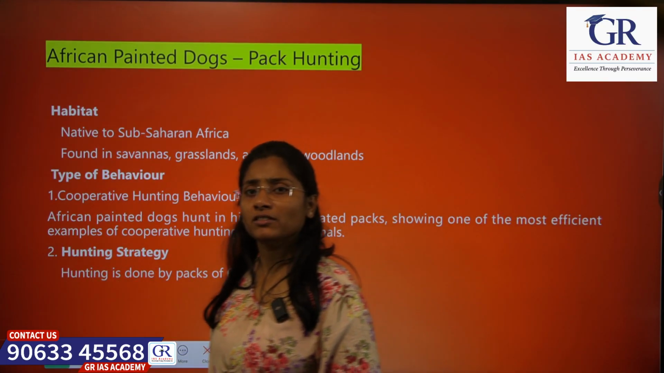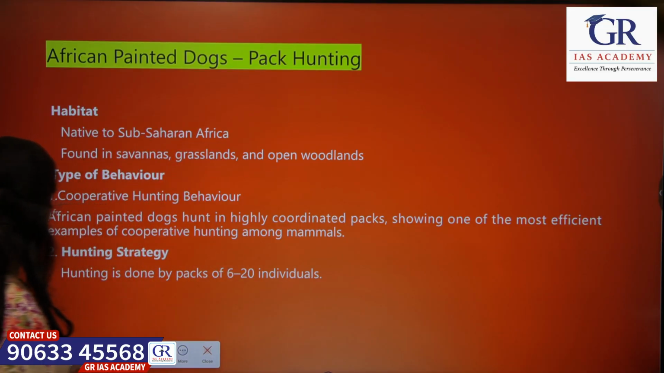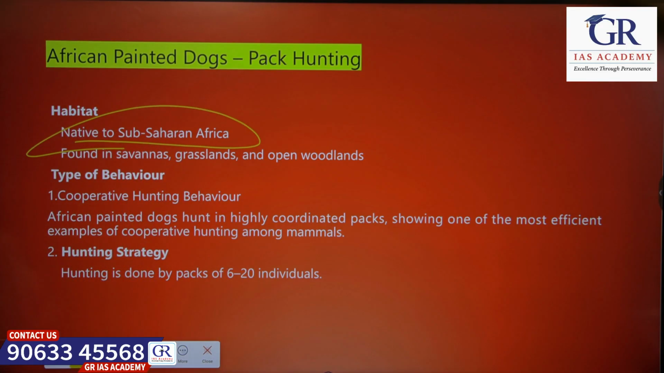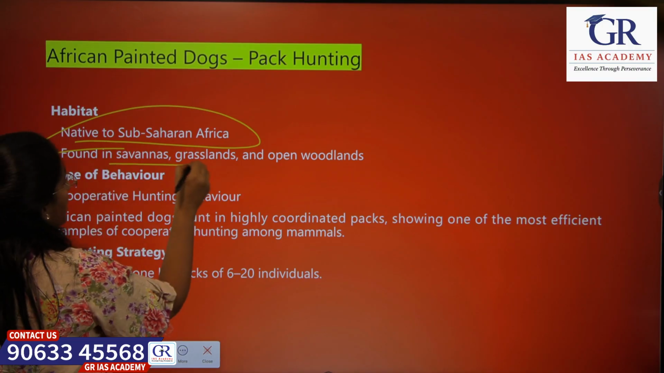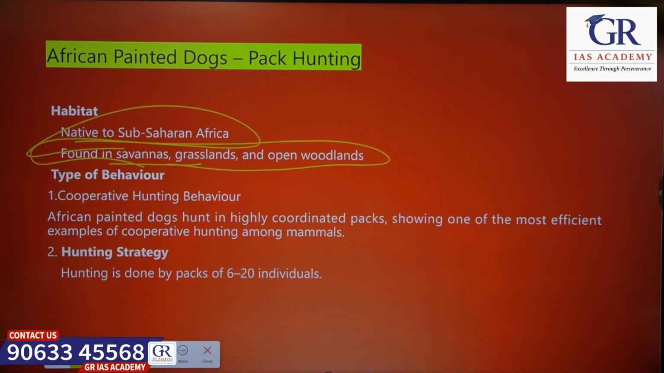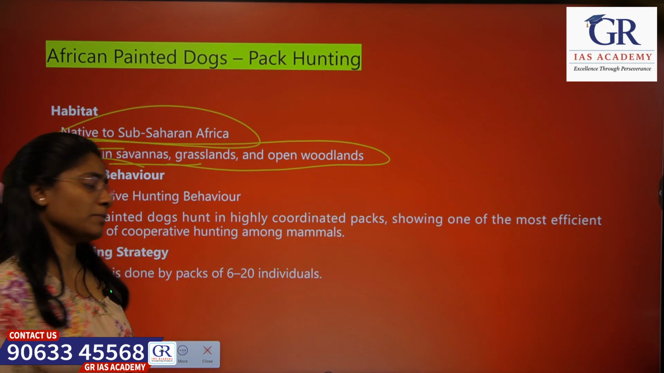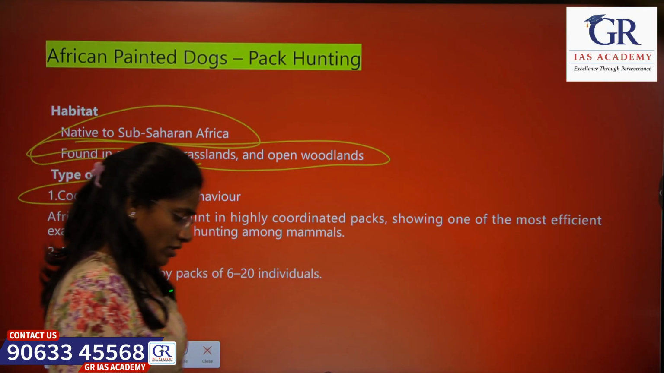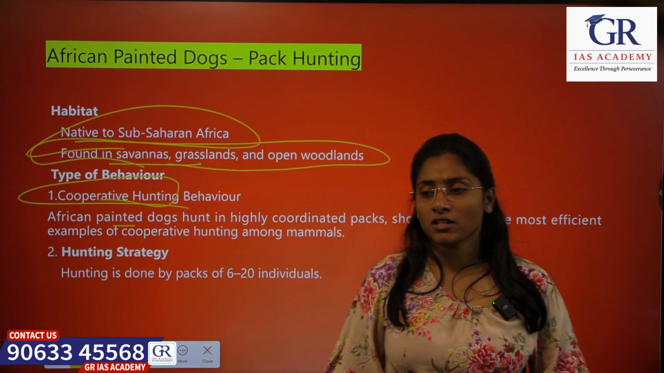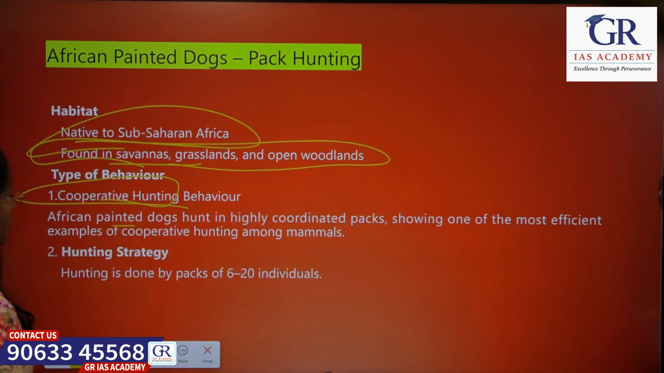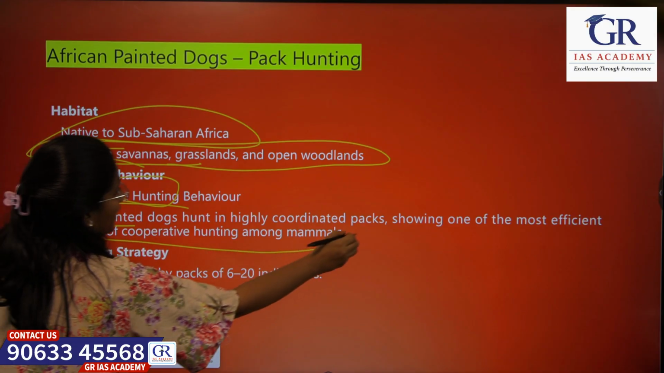And where do they live? They live mostly in sub-Saharan Africa, savannas, grasslands and open lands. So, what do they exhibit? They exhibit cooperative hunting behavior. So, they usually go in coordinated packs. So, this pack has so much coordination, right?